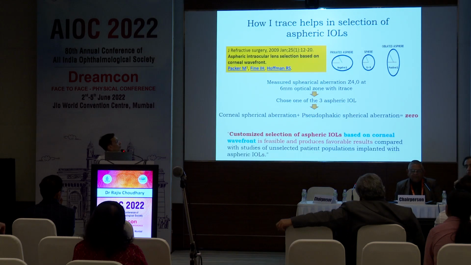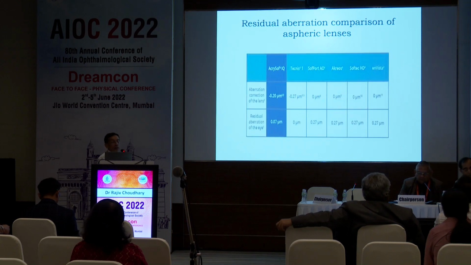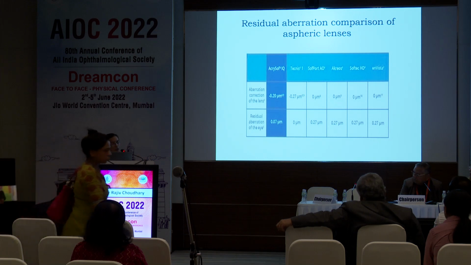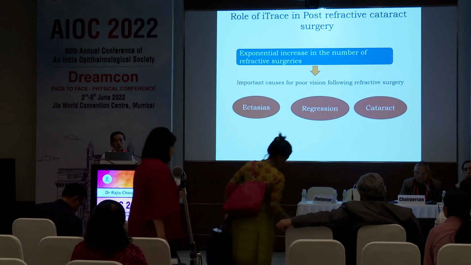So in this way you can customize, you can select the lenses, you can assess the aberration. Mostly we are talking about aberration-free lenses, negative aberration. But what are the options? There are multiple lenses with negative aberration, zero aberration. Suppose the cornea has positive aberration, we can put a negative aberration lens and it will neutralize it. If the cornea has zero aberration and we put a negative aberration lens, we are creating more aberration. So these are the fine tunings of cataract surgery.